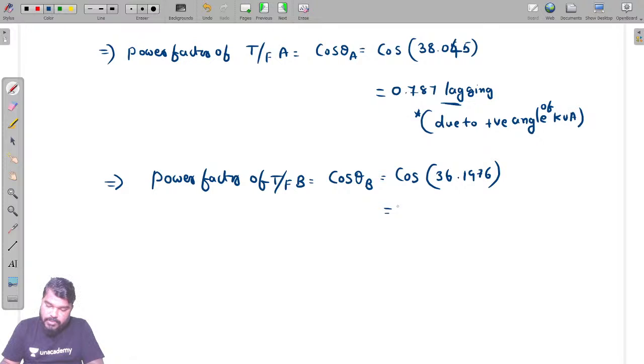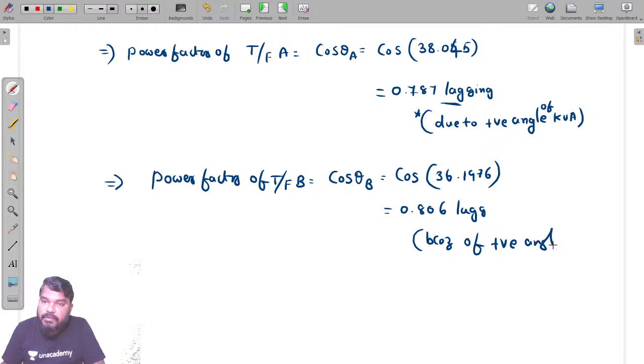So this value is equal to, anybody got it? 0.806. 0.806 lagging only, not the leading. What is the reason here? Because of the positive angle of the kVA.